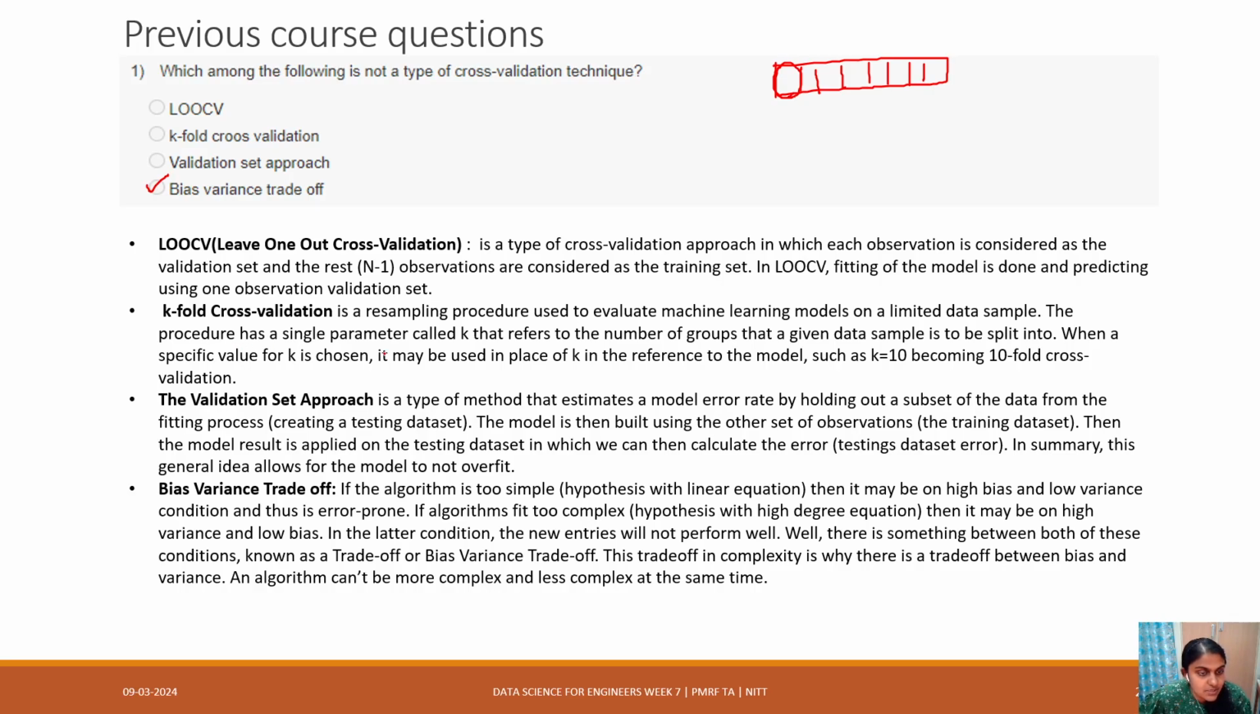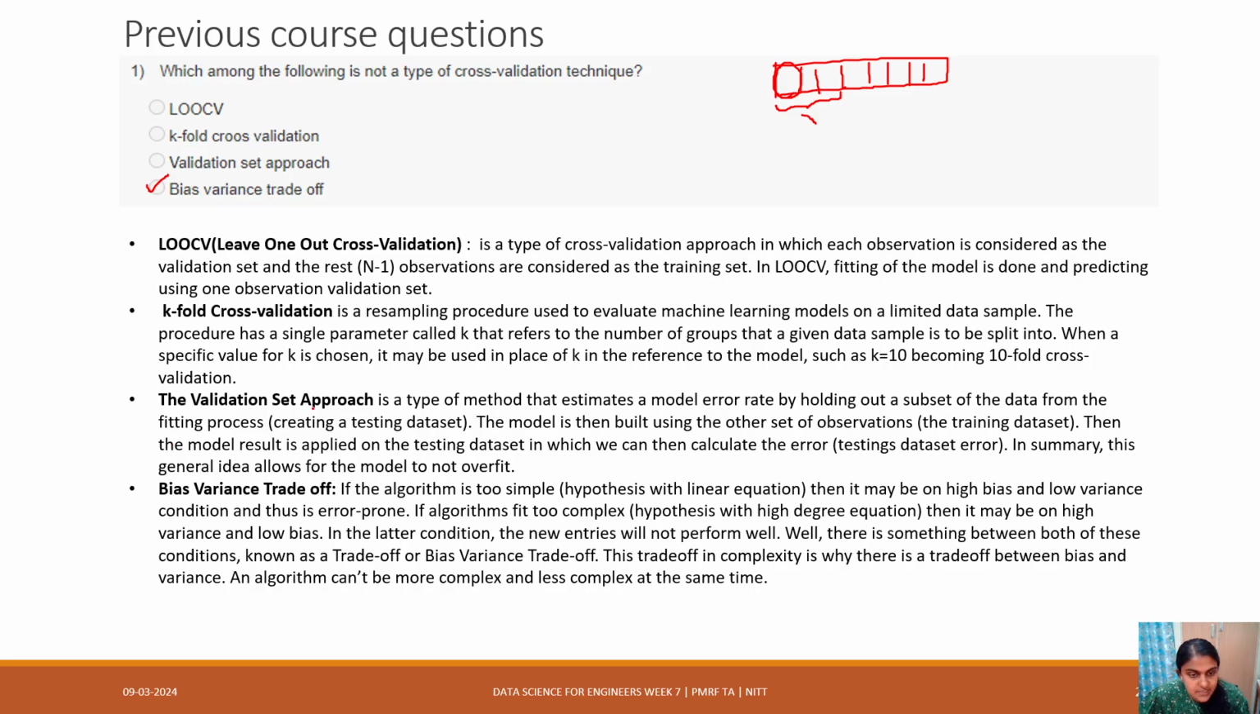Then k-fold cross validation is used on a limited data sample. There is a single parameter called k that refers to the number of groups. When a specific value for k is chosen, it might be used in place of k. So if k is defined, the first k sets will be taken for validation and the next ones will be taken as training. Then this will be repeated all through the data.